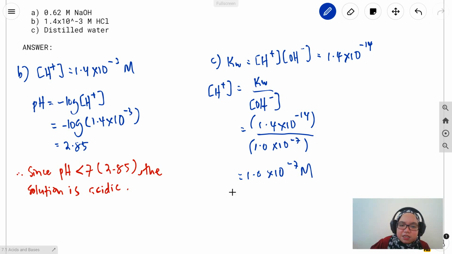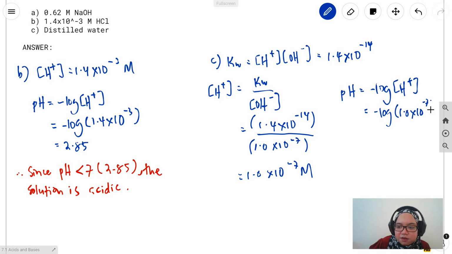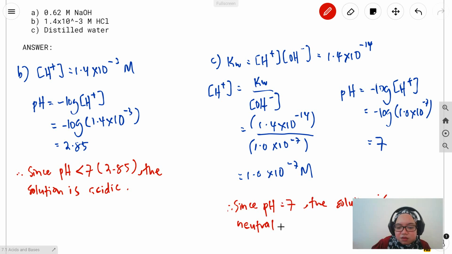So we can find the pH equals negative log H plus. So we get negative log 1.0 times 10 negative 7. We will get pH equals 7. So the answer here: since pH is equal to 7, the solution is neutral. So that is how you answer this question for number 5, A, B, and C.